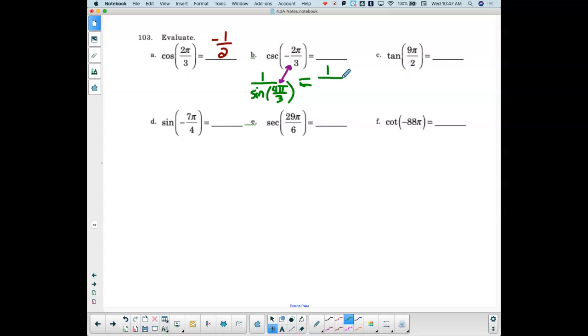Okay. So what's that? Negative square root 3 over 2. So that's going to be negative 2 over the square root of 3. So that's going to be negative 2 square roots of 3 over 3.